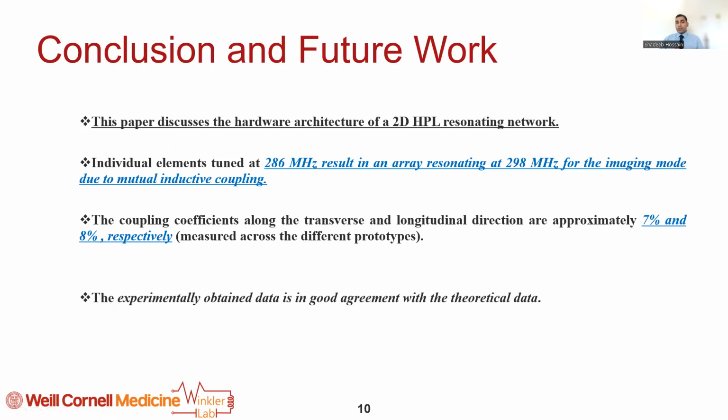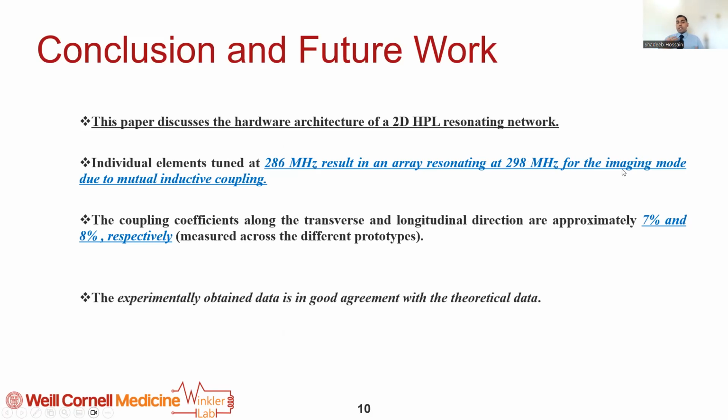So conclusion and future works. Basically, this paper discusses the hardware architecture of a 2D cylindrical high-pass ladder, particularly for a head coil that is tuned to 298 megahertz, which can be used for 7 Tesla. We came to the conclusion that when each of the resonating elements for this particular model has 12 picofarad capacitors at the four ends, and the inductance is 6 centimeter. Each of these resonating elements is 6 centimeter times 8, and thickness of 1.1. Only when you're individually tuning each of these resonating elements at 286 megahertz, only then we're getting the desired 298 megahertz, which is the imaging mode.